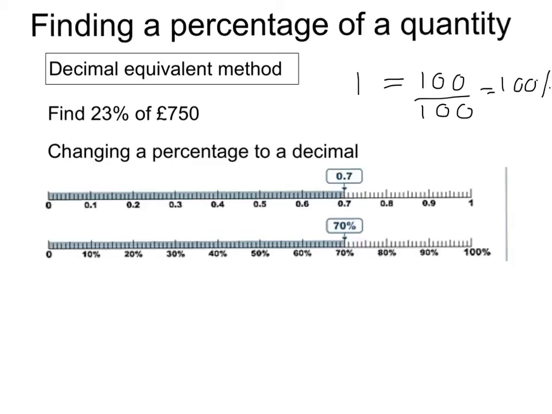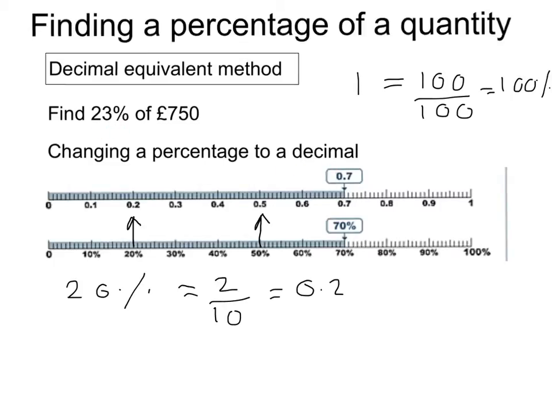So for example, 50% would be a half, because 50 is half of 100. 20% would be equal to 0.2. 20% equals 2/10, which equals 0.2. So hopefully this will have reminded you of work you've already covered, and you're comfortable changing your percentage into a decimal.